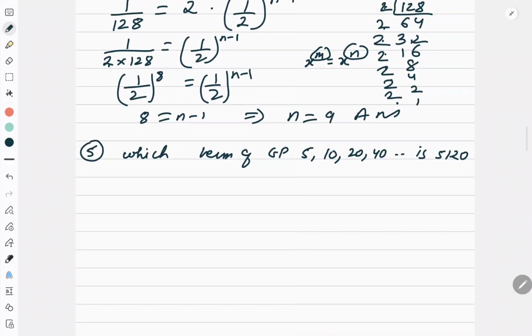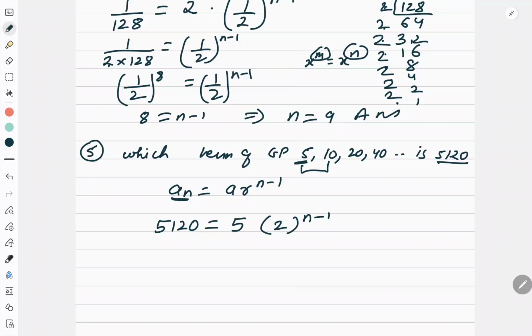Now, which term of GP is 5120? Same thing. An is equal to a r to the power n minus 1. What is an given? 5120. What is a is given? 5. What is r is given? 10 by 5, that is 2. N is something which I need to figure out. Now, this will be 5120 upon 5 is equal to 2 to the power n minus 1.